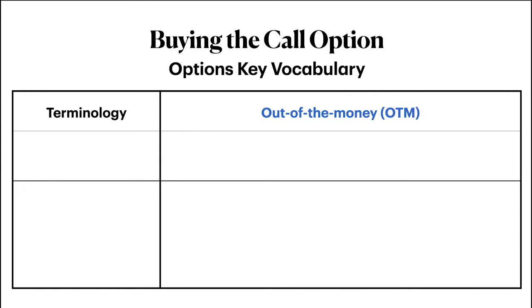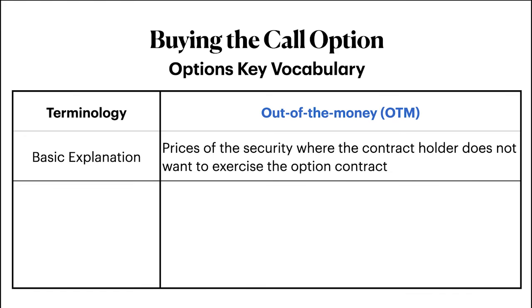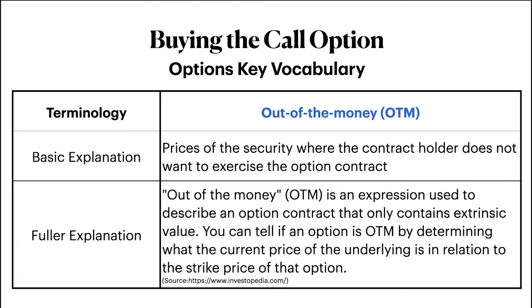Next we have out of the money. So if we're not at the break-even point, where are we? Well, if for a call option we're below that price for the underlying security, for that stock, then what we have is an out of the money options contract. And this is prices of security where the contract holder does not want to exercise the option contract. Here's the full explanation. Give you a moment to read that. Again, pause the video if you need, and then we'll go right back to the scenario.